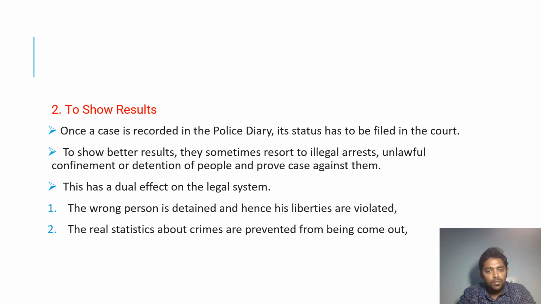To show results. Once a case is recorded in the police diary, its status has to be filed in the court. To show better results, they sometimes resort to illegal arrest, unlawful confinement, or detention of people and prove a case against them. This has a dual effect on the legal system. The wrong person is detained and hence his liberties are violated. The real statistics about crimes are prevented from coming out.